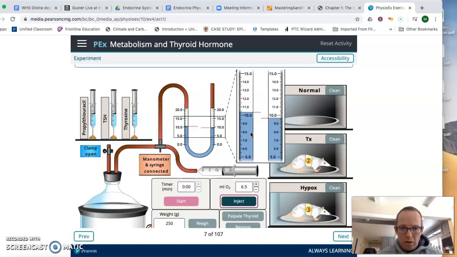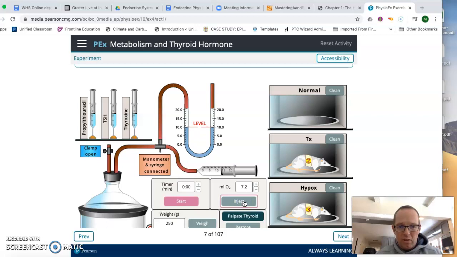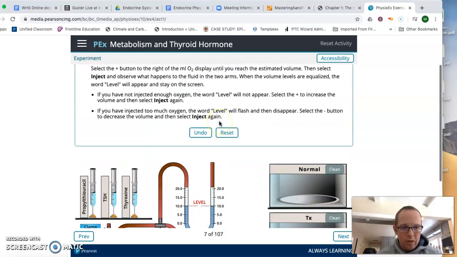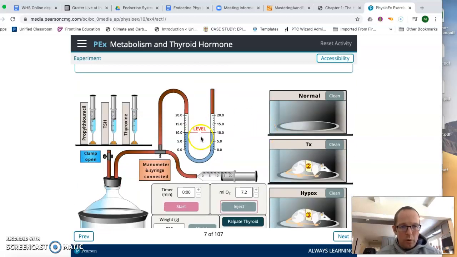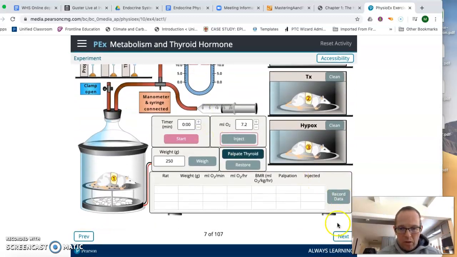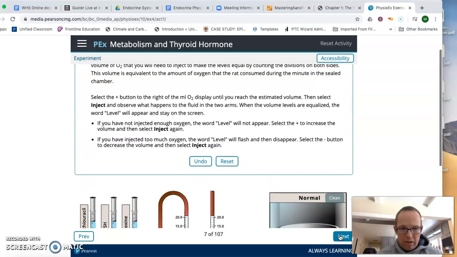And eventually we're going to stop, and it looks like we're a little bit short. So I'm going to go ahead and inject just a little more. Let's try another 0.5 milliliter. Ooh, we're very close. So I'm going to add 0.2 here, and that's going to get us there. So it looks like now we're level. And so now that we're level, we're going to keep that right where it is. We're going to click on next again.